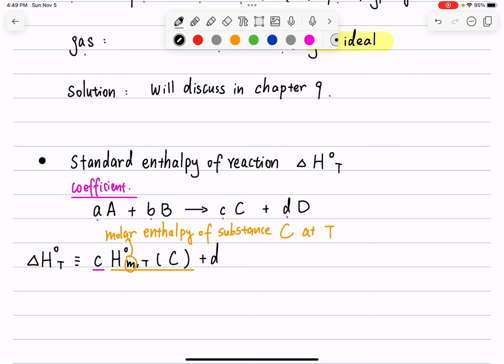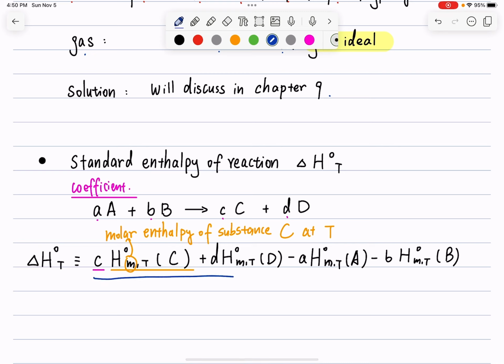And we can finish this equation by writing out the rest of it: small d coefficient times the molar enthalpy of substance D, minus coefficient a times the molar enthalpy of A, minus coefficient b times the molar enthalpy of substance B. So what we have here, C and D are our products, and A and B are our reactants.